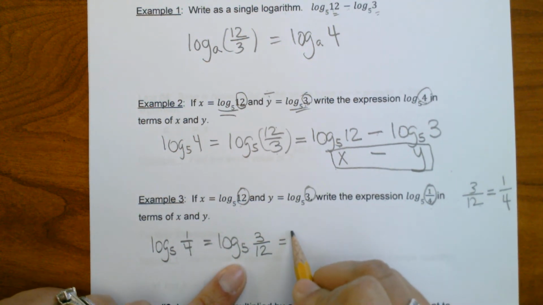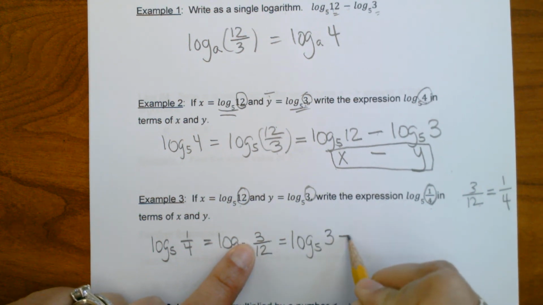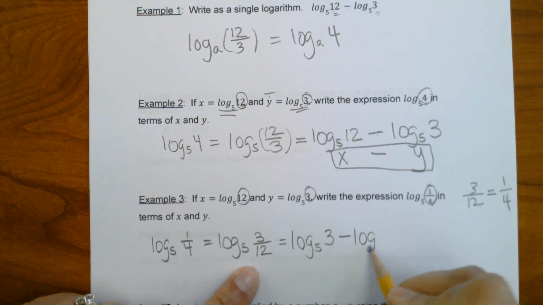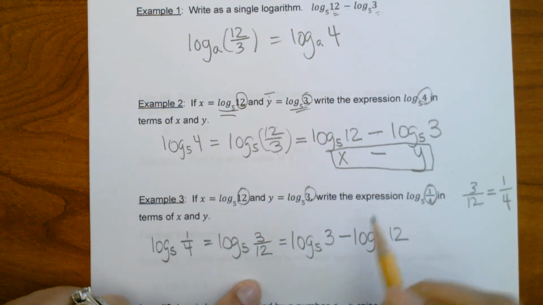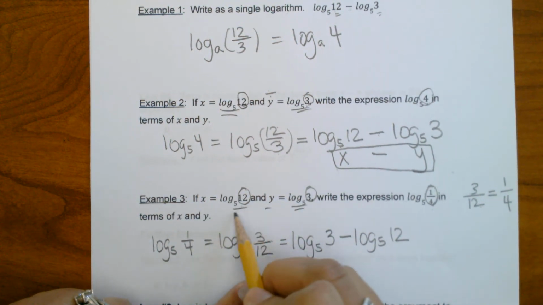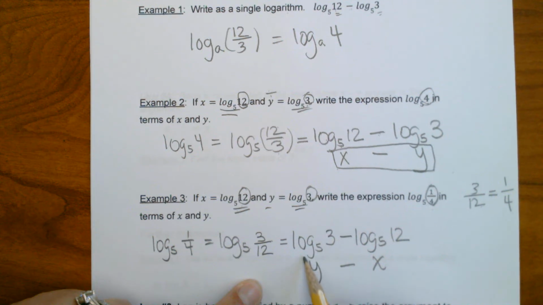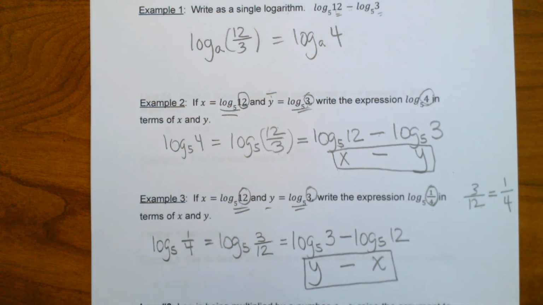So let's expand that out. Log base 5 of 3, this is division, so minus log base 5 of 12. Okay, what's y and what's x? Log base 5 of 3 is y, log base 5 of 12 is x, and I subtracted them, and this is your expression in terms of x and y. So it's really looking at what am I doing to these numbers to get to our final answer.